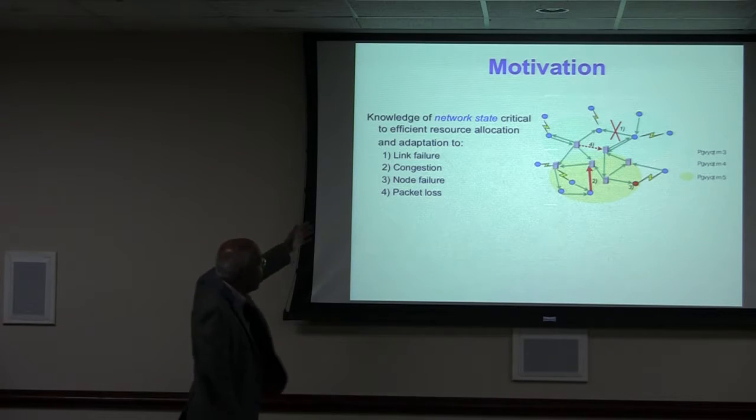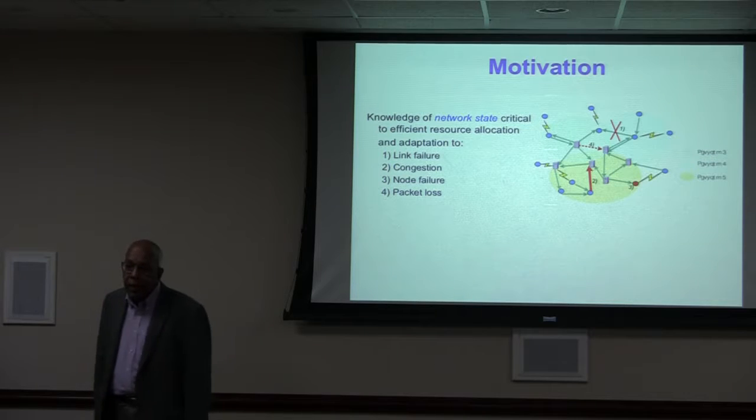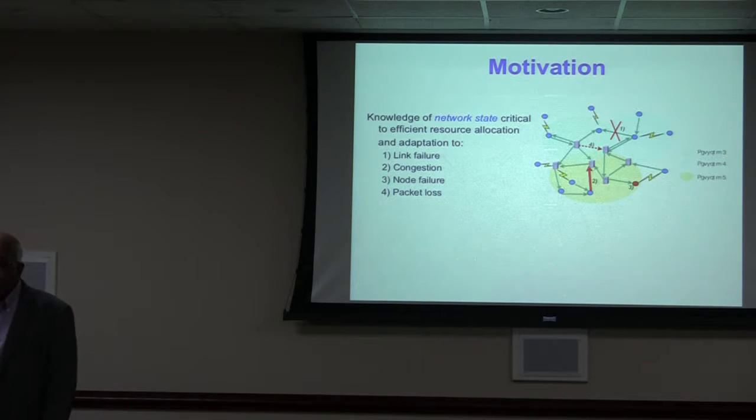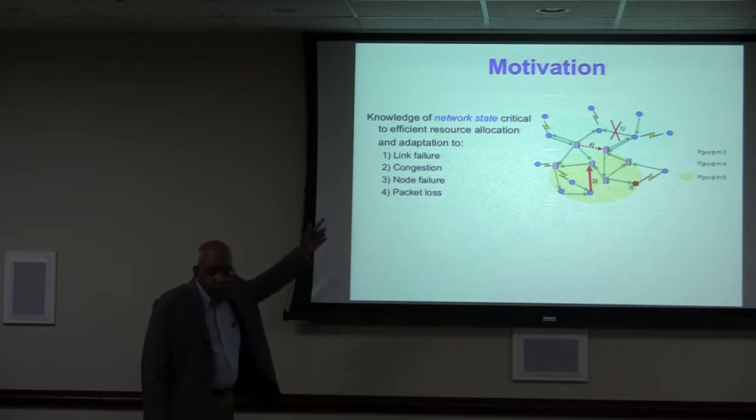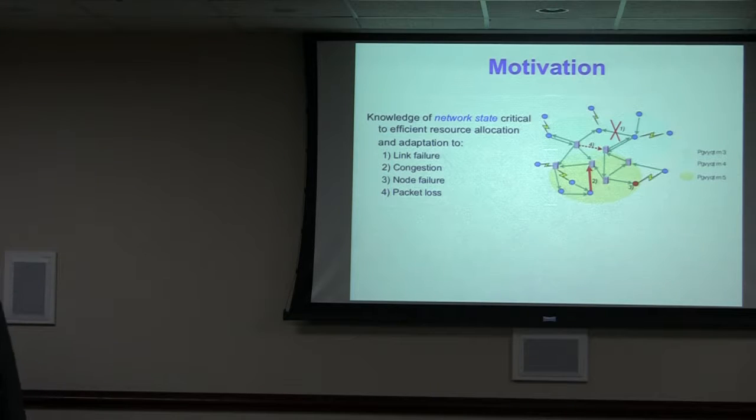And you can have all kinds of different things. Links may fail, there may be a lot of congestion on a link, nodes may fail, other things can happen. You want to be able to figure out what the state of the network is, and figure out where these things are.